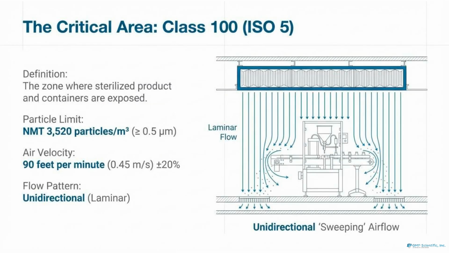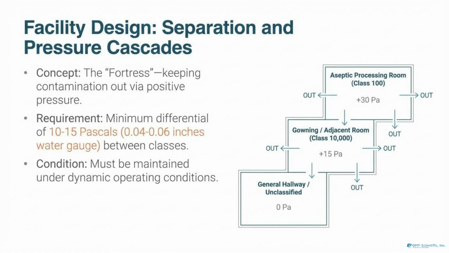The critical area is where sterilized products in containers are exposed. This zone must maintain a limit of no more than 3,520 particles per cubic meter for particles 0.5 microns or larger. This is achieved using unidirectional laminar airflow at 90 feet per minute, which effectively sweeps particles away from the filling area. Facility design is a fortress, using positive pressure cascades to keep contaminants out. The FDA requires a minimum differential of 10 to 15 pascals between different room classes, ensuring air always flows from the cleanest areas toward the less clean ones.